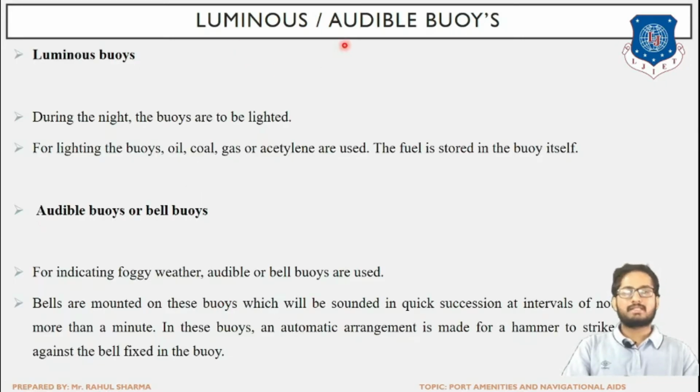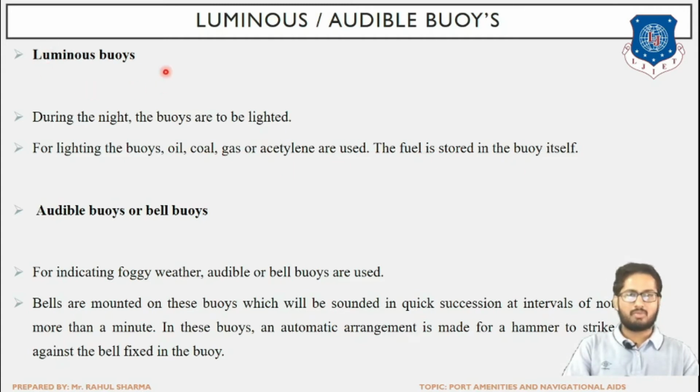Next are the luminous and the audible buoys. Now luminous is basically related with light, audible related with sound. So luminous buoys, during the night the buoys are to be lighted so as to give an idea regarding the location of the harbour or regarding the entrance to the harbour. So for lighting the buoys, oil, coal, gas or acetylene are used, that is the fuel, and the fuel is stored in the buoy itself.